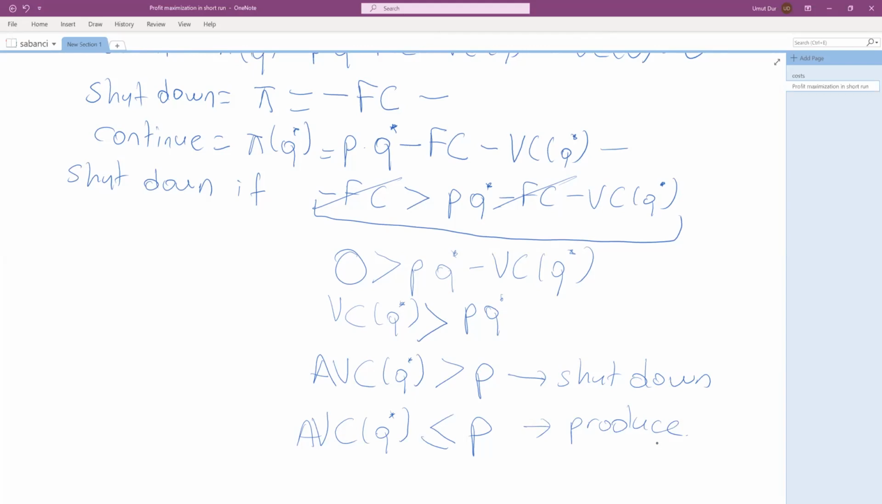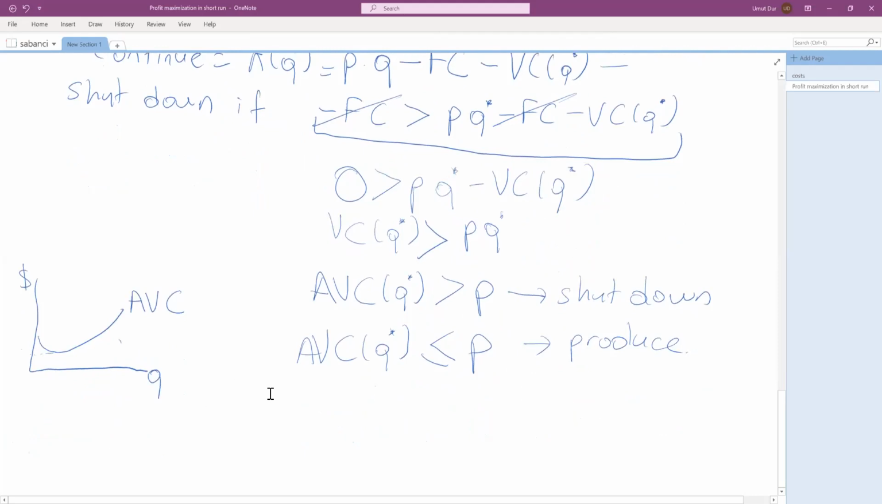Good. Then let's continue. Let me ask you a question here. Let's say this is the average variable cost, for different quantity levels. I draw the average cost curve. Sorry guys, let me draw it here again. So much clearer.